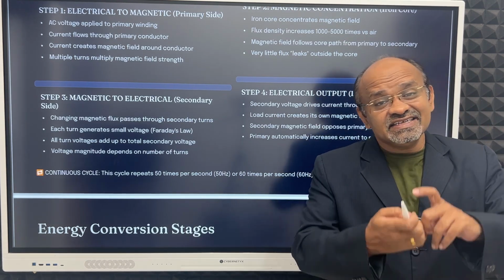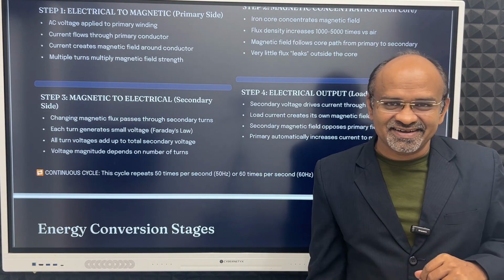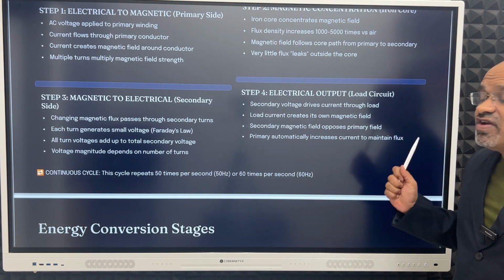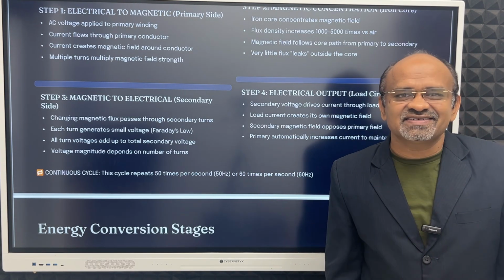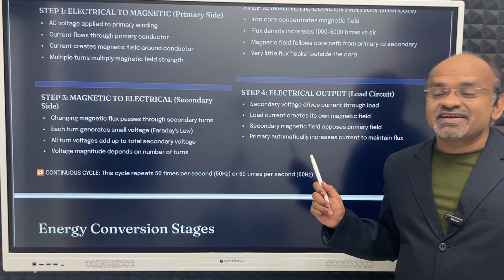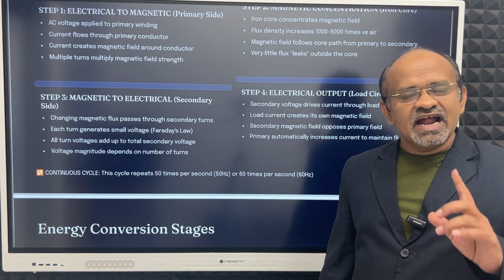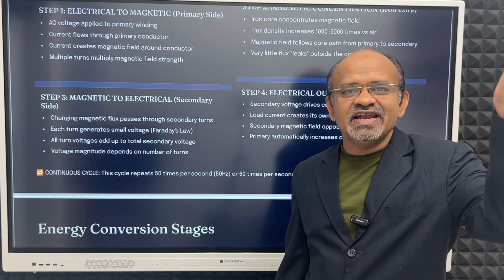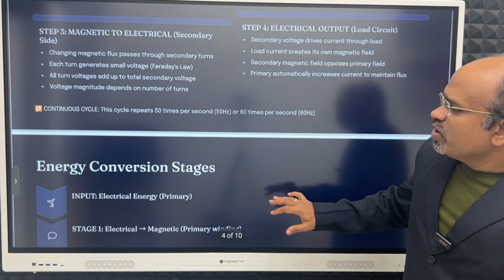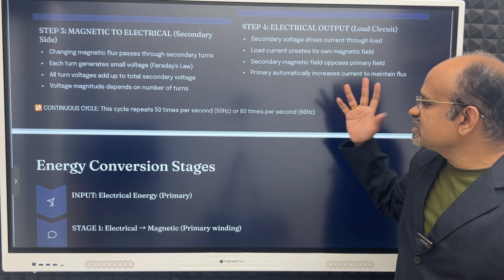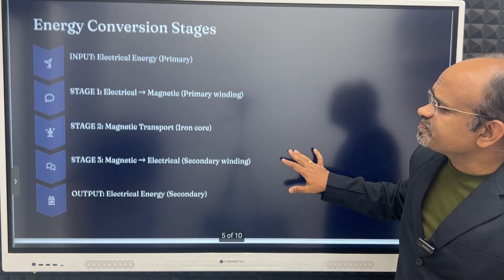That is how it will draw more current, because to maintain the flux, it has to maintain the flux. So it is very smart. It will maintain the flux, and that is how we get more current into the secondary. In the same way, in the primary, current will increase. Now, this cycle repeats 50 times per second for 50 Hz, or 60 times for 60 Hz.